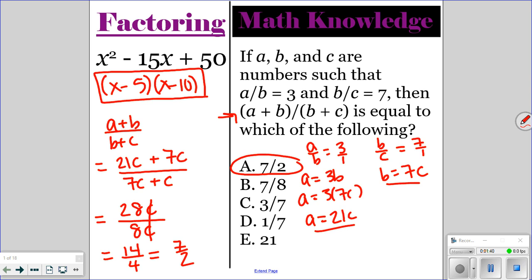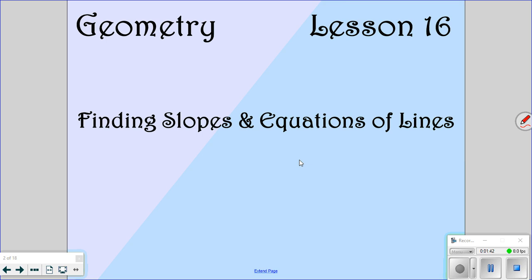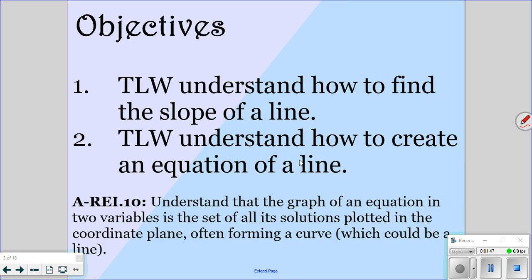Okay, so now we're going to look at lesson 16 today. We're going to be finding slopes and equations of lines. So hopefully you'll understand how to find the slope of a line and how to create an equation of a line. You should have done this last year and maybe even in 7th grade. So hopefully it'll mostly be review. But if not, it is not difficult. It may take just a minute to understand it, but it is something that's really important for geometry and for Algebra 2 and pre-calculus. So you really need to make sure that you practice these because they don't go away.